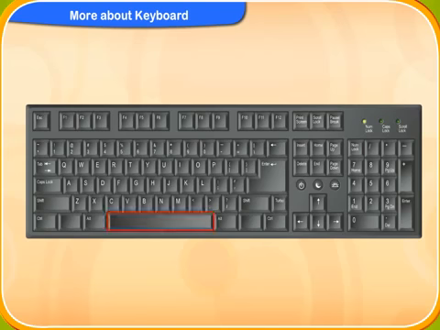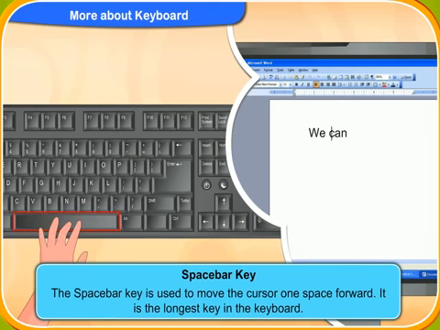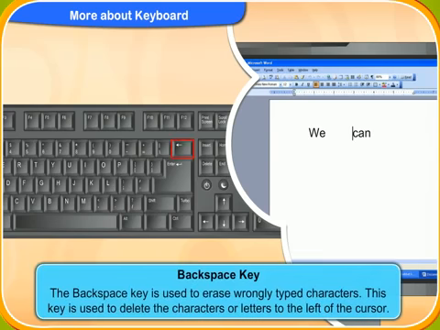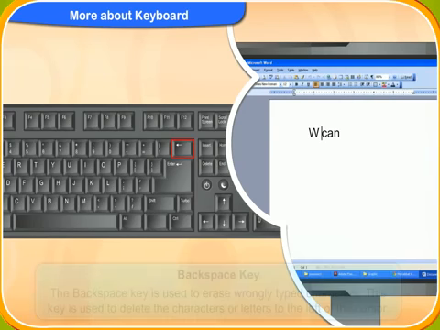What is the space bar key used for, Kiko? The space bar key is used to move the cursor one space forward. You can see that it is the longest key on the keyboard. Look at this key. It is the backspace key. It is used to erase wrongly typed characters. In case you make an error while typing, you can use this key to delete the characters or letters to the left of the cursor.